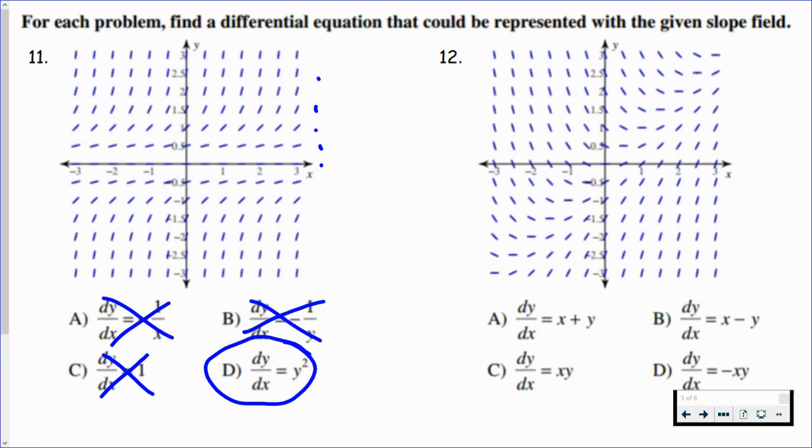We might also have noticed that the slopes are always either 0 or positive. So y squared makes sense because that would always be either 0 or positive. Let's take a look at number 12.